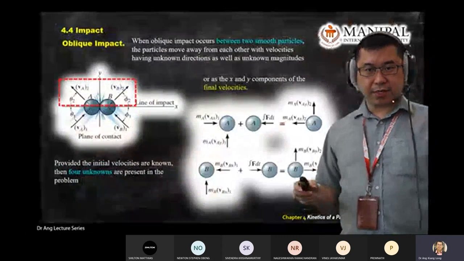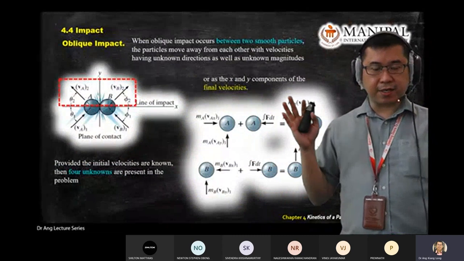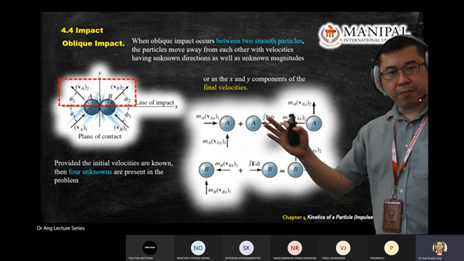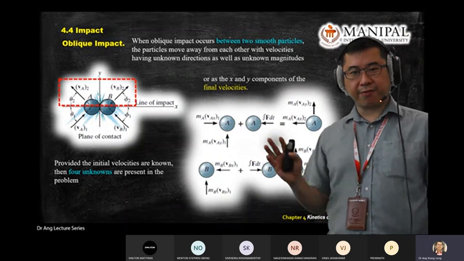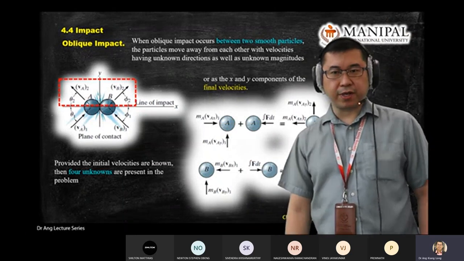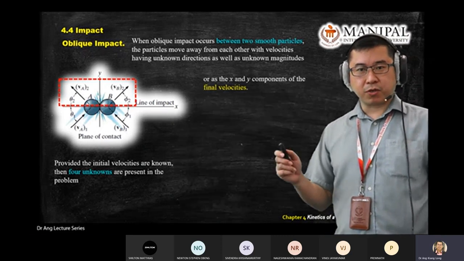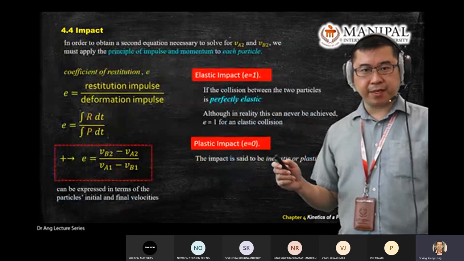I'll move forward. So this basically is the guideline to solve an oblique impact question. We will have an example for each one of it. Okay, so we have explained 2 types of impact.